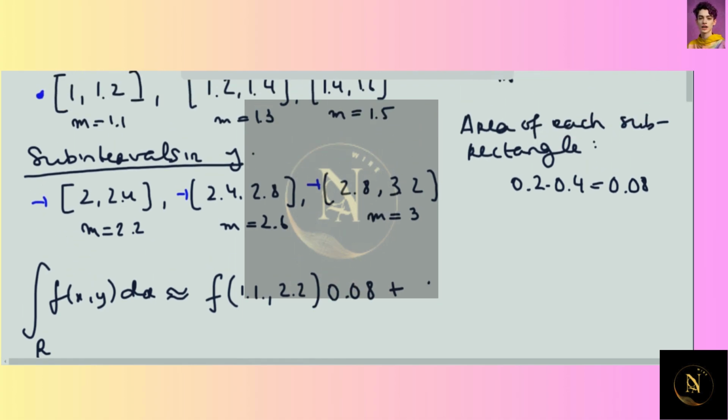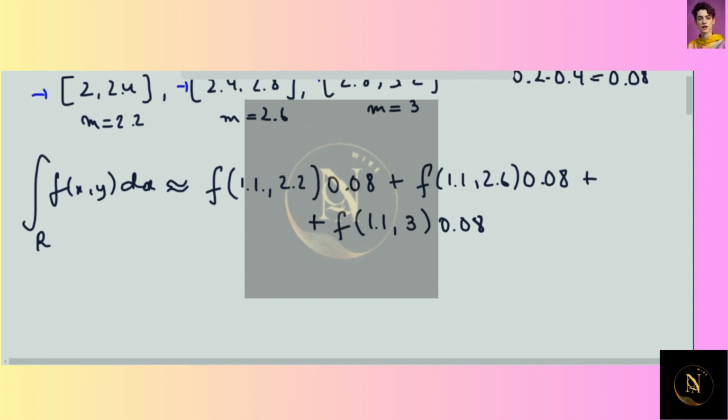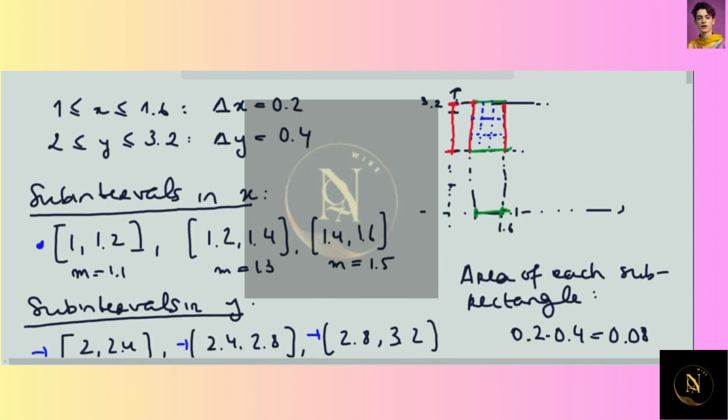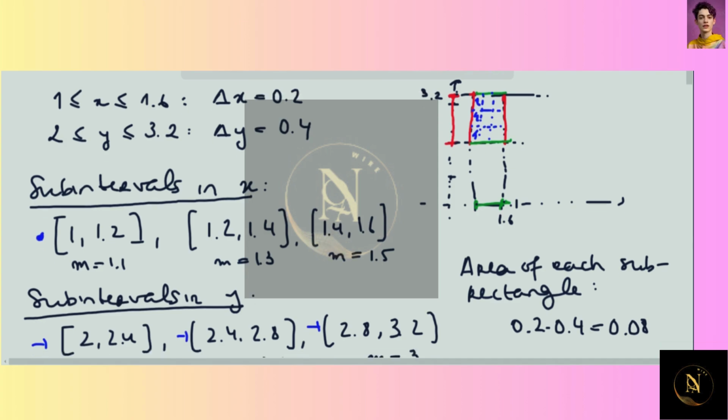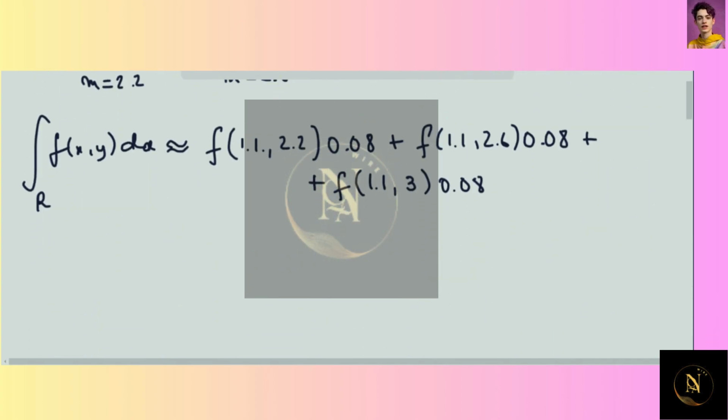now we go to the next one, which we're still on this subinterval in x, and we move on to this subinterval in y, f of 1.1, 2.6 times 0.08 plus f of 1.1, and then here it was at 3 times 0.08. Okay, so these would be the first, if I paint them in the picture, the ones I just did are this rectangle, and this rectangle, right? And now we just repeat this for all of the others.